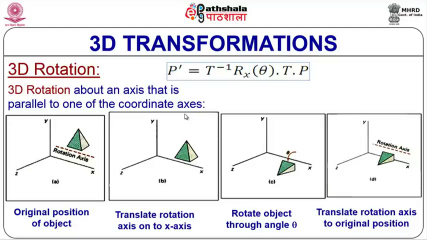So, let us assume a scenario where we need to perform rotation about an axis which is parallel to the x axis, as shown in the first diagram that you are seeing. Rotation about an axis which is parallel to the x axis. Now, what is the extra step required? How would the transformation matrix be? Again, that would be a composite matrix, as you can remember from the discussions in 2D transformations, where we had composite transformations.